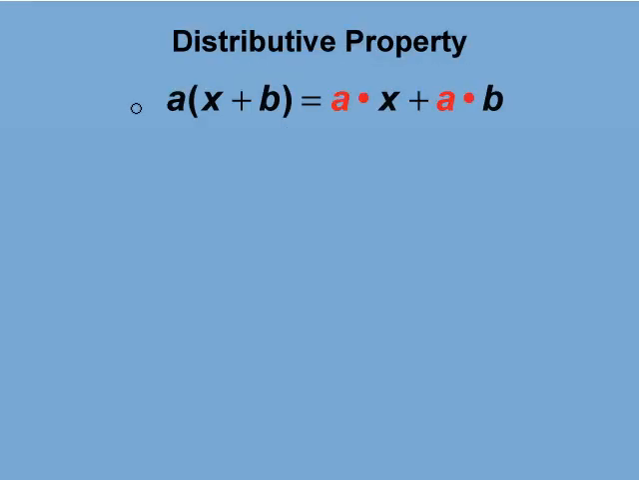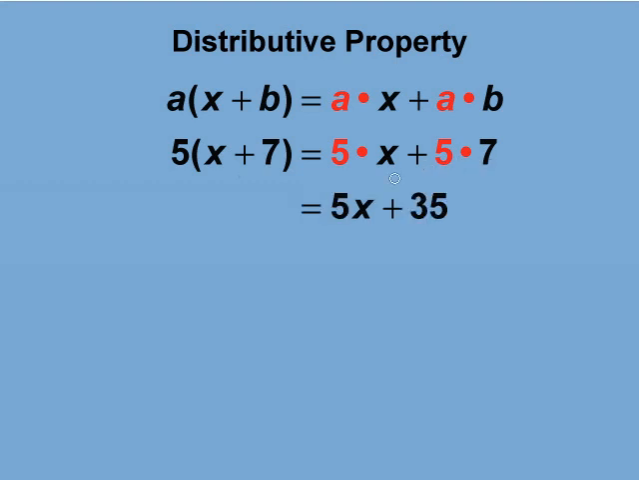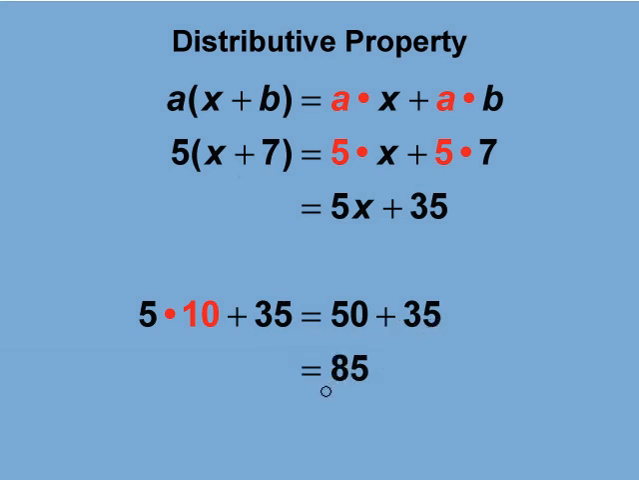Using the distributive property with an expression of this form has the a term distributed to each of the terms in the variable expression. So we take 5 and distribute it to the x and the 7, as shown here. The result is 5x plus 35. We evaluate the expression for x equal 10, as shown here. We get 50 plus 35, which is equal to 85. Let's look at a final example.